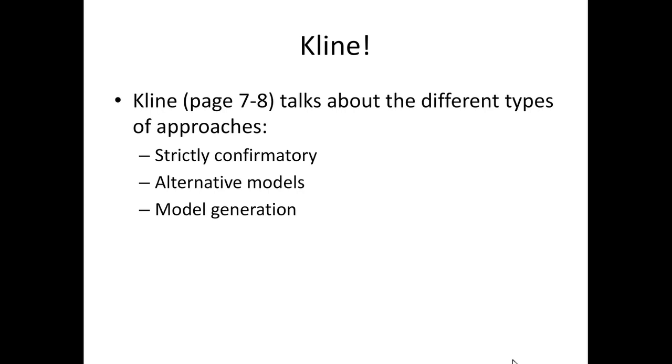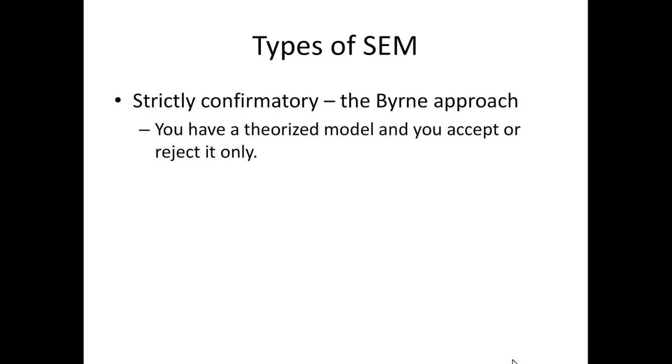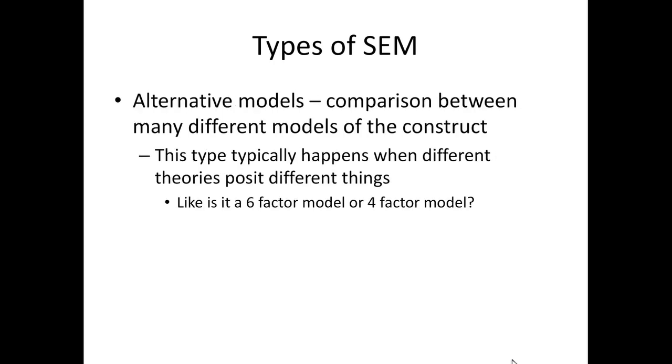Strictly confirmatory models, alternative models, and model generation. Strictly confirmatory models, which is what the Byrne book talks about, is that you have a theorized model and you accept it or you reject the model, and that's it. Done. So you don't ever look at any other things. So here's my theory, here's my test, end of story. I would argue that that is not necessarily what actually happens.